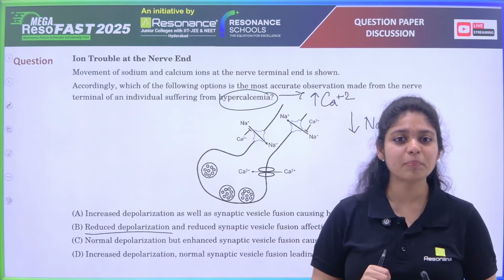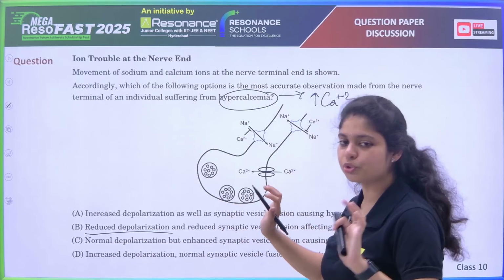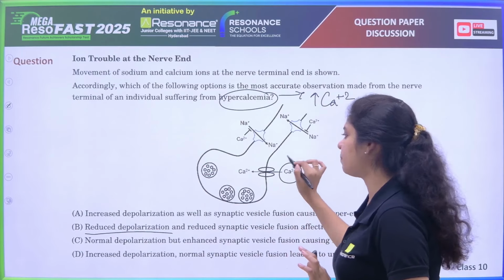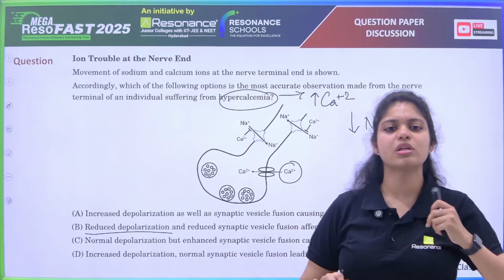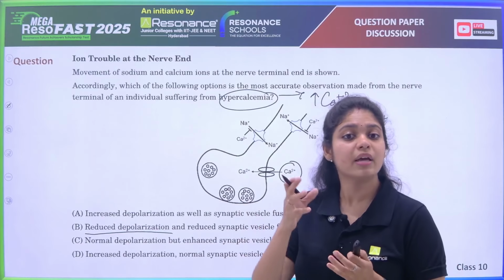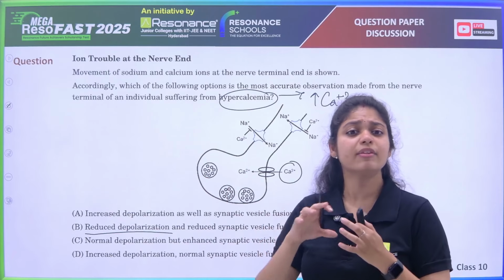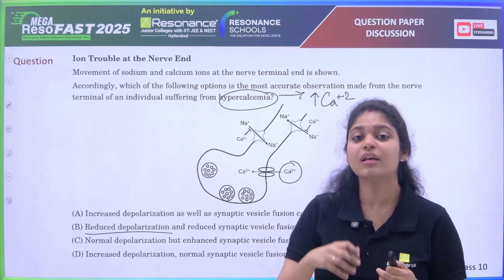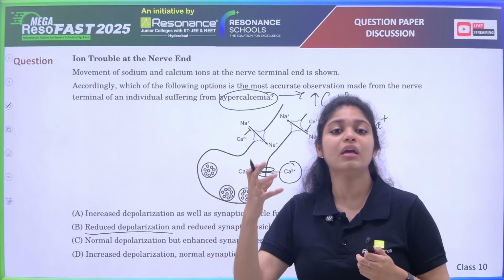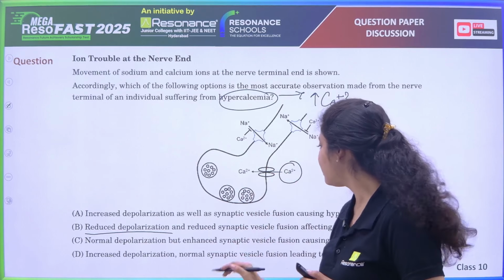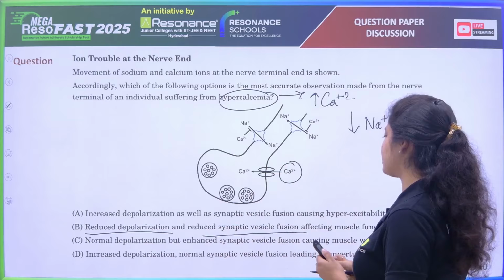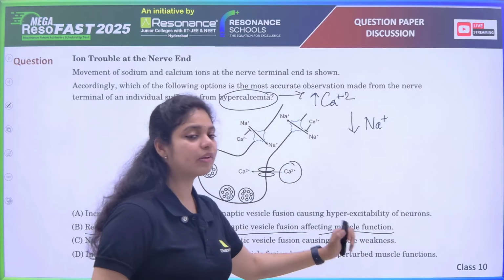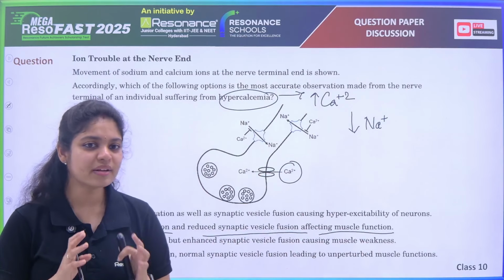The nerve is not getting polarized, so will there be any fusion? Okay, let us see about the Ca2+ as well. Because there is reduced Na+, there will be no movement in the synaptic vesicles as well. When there is no movement in the synaptic vesicles that have neurotransmitter, the neurotransmitters will also not be released. So there is reduced synaptic vesicle fusion, which will directly affect the muscle function. Did you understand this concept?